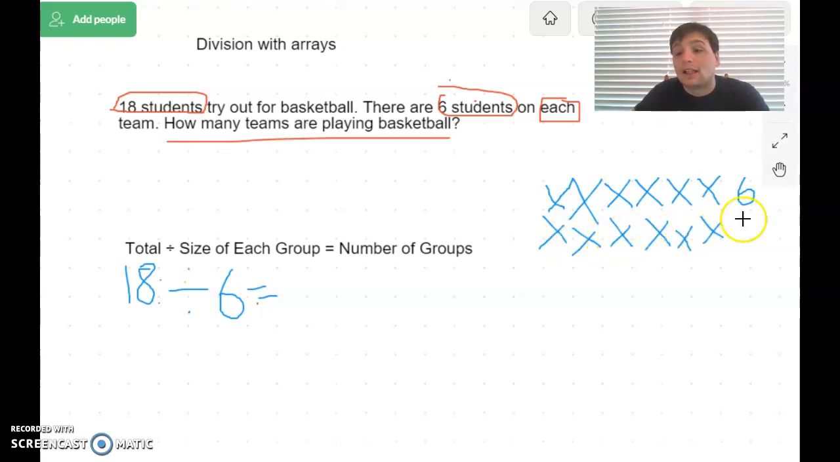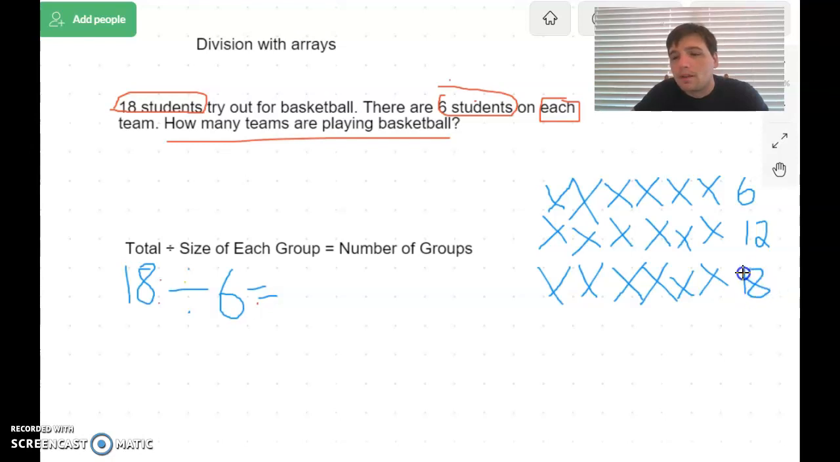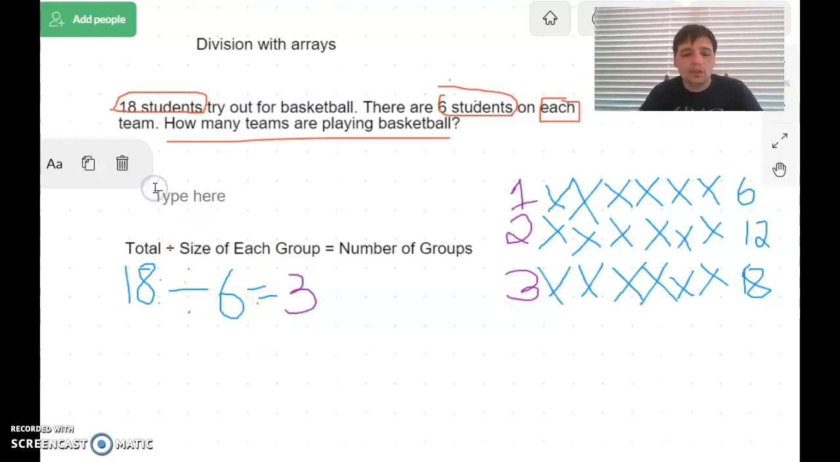7, 8, 9, 10, 11, 12. And if you line up your array nice and neat, it makes it really easy to count. Because then I can just go, I put 1 here, 13, 14, 15, 16, 17, 18. And I can look right now and say, okay, this is team 1, this is team 2, and this is team 3. So I can write my sentence. There are 3 teams playing basketball.